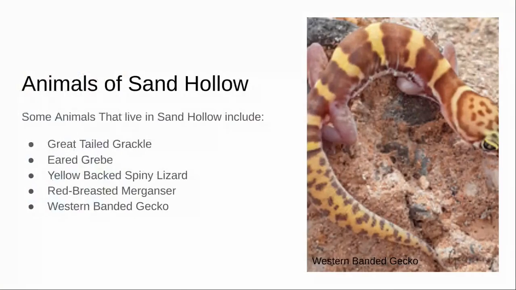Some of the animals in Sand Hollow include the great-tailed grackle, eared grebe, yellow-backed spiny lizard, and the red-breasted merganser, just to name a few. This also happens to be on the endangered species list, especially the western banded gecko.